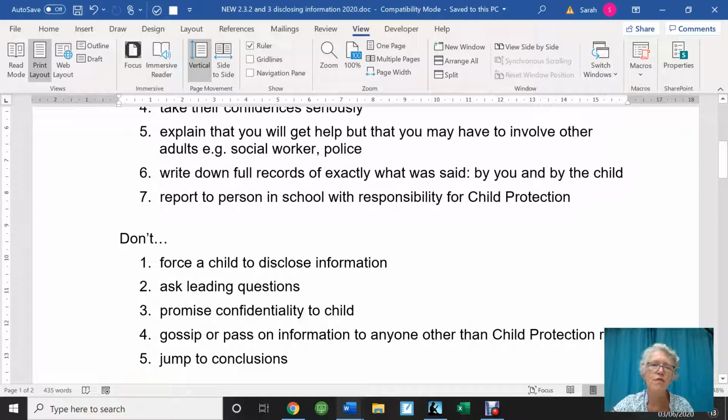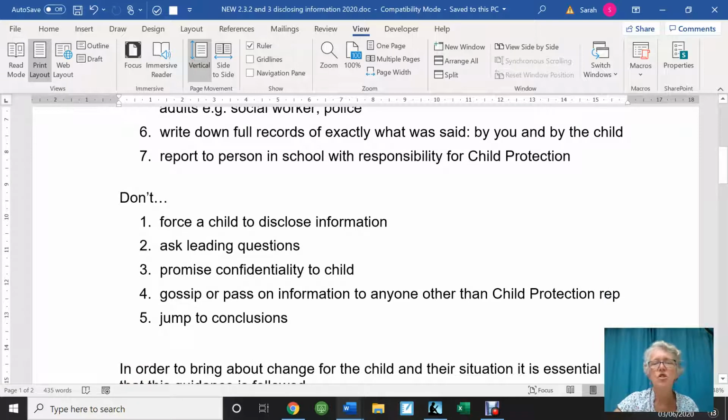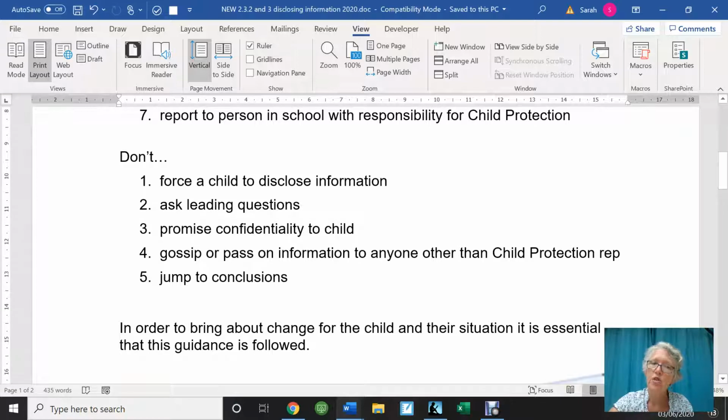And it says here, number 3, don't promise confidentiality. You can't promise to keep it a secret. Also, don't gossip or pass on information to anyone other than the child protection representative, the safeguarding officer. You can't tell the class teacher. You shouldn't tell another TA. And then finally, it just says here, don't jump to conclusions. Maybe the child's telling you something that gives you cause for concern, but there could be an innocent explanation. However, in order to bring about change for a child, it is better to report your concerns.